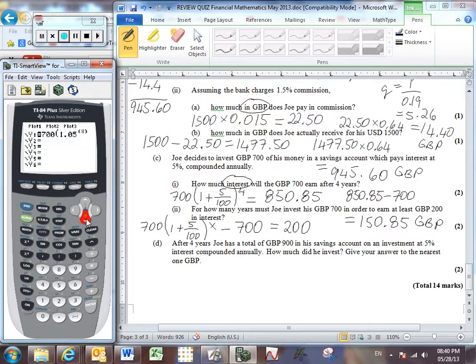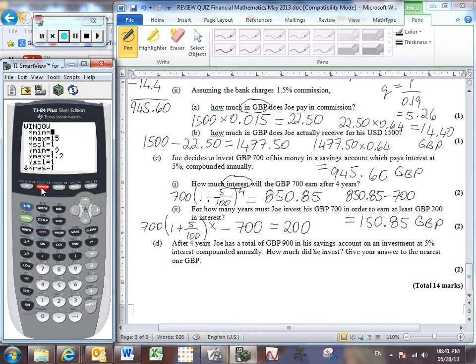And my right-hand side, that didn't look good up there, did it? I'm just going to start again. 700 times 1.05 to the power of x. There we go. And I forgot, I've also got to say minus 700 as part of the left-hand side. There it is, minus 700. My right-hand side is simply 200. Alright, let's check the graph.